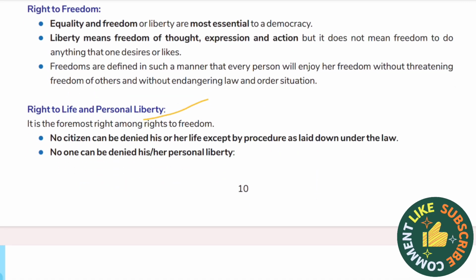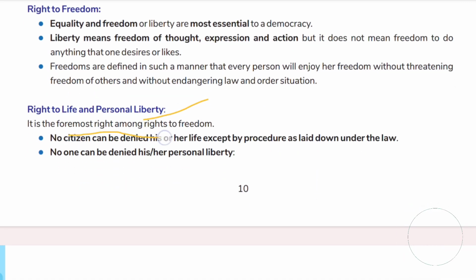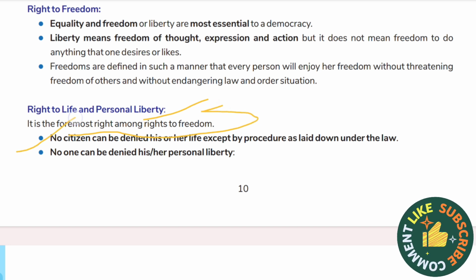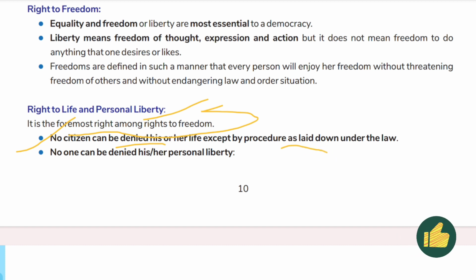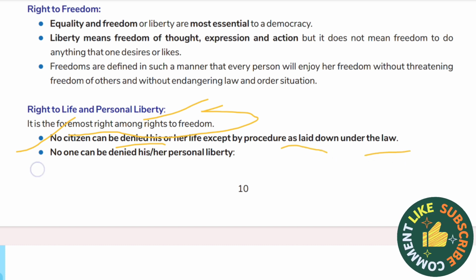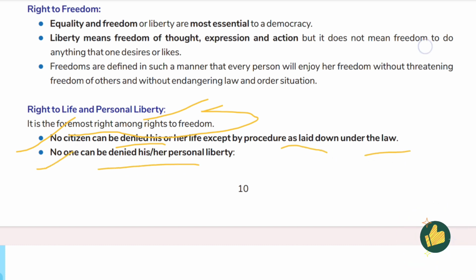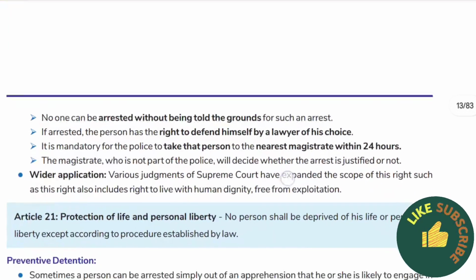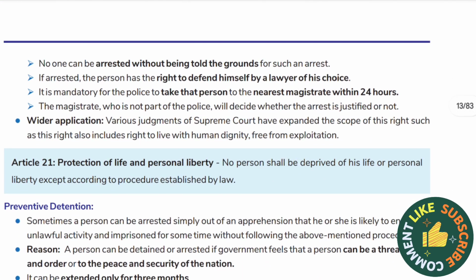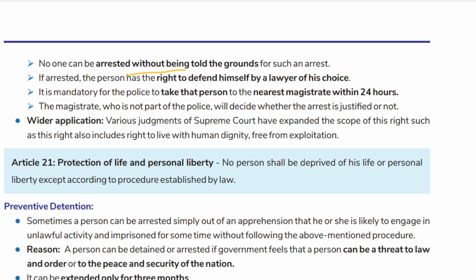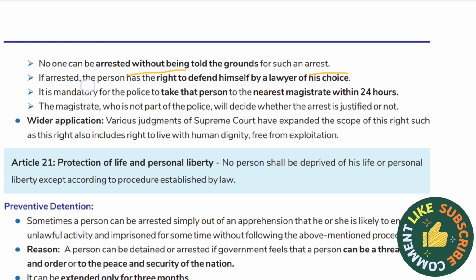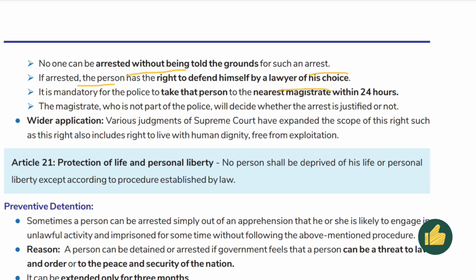Right to life and personal liberty. It is the foremost right among the rights to freedom. First, no citizen can be denied his or her life except by procedure as laid down under the law, and secondly, no one can be denied his or her personal liberty. Next, no one can be arrested without being told the grounds for such an arrest. If arrested, the person has the right to defend himself by a lawyer of his choice.